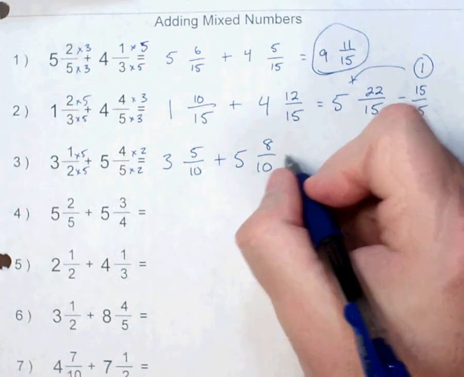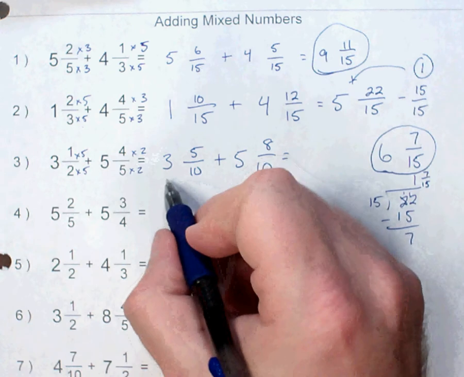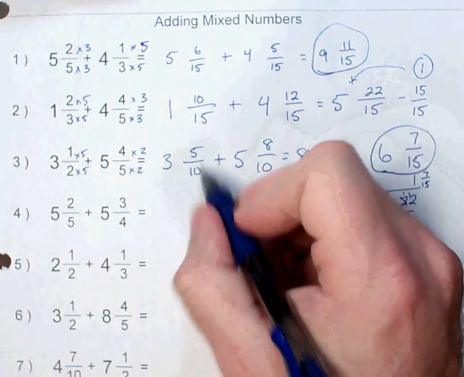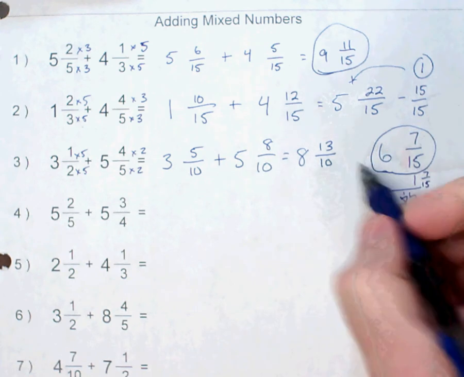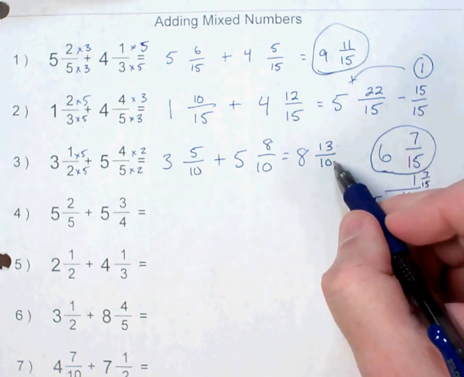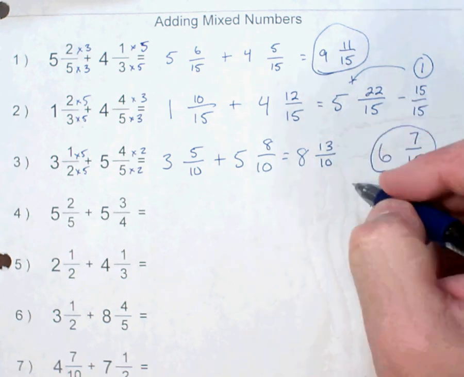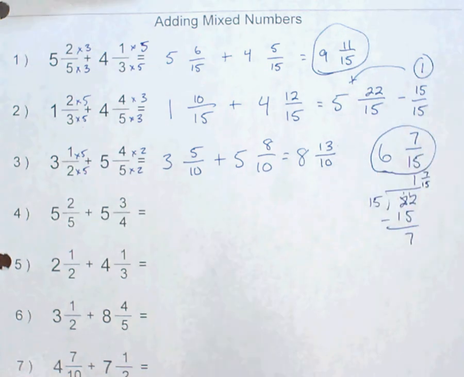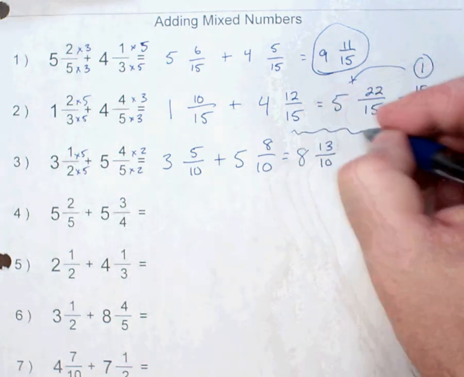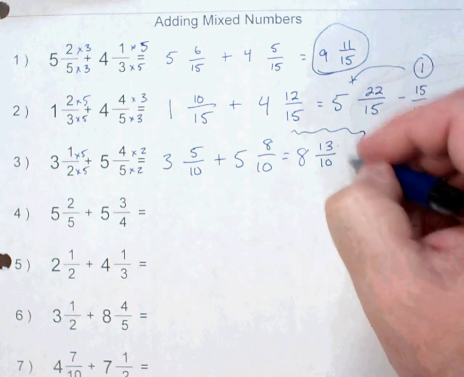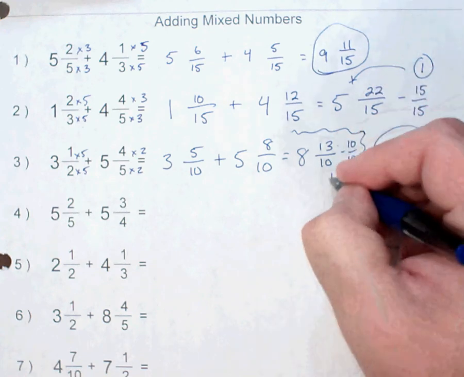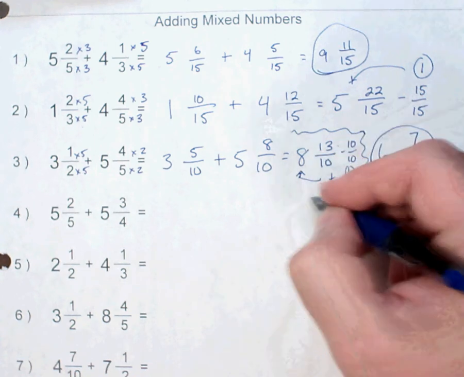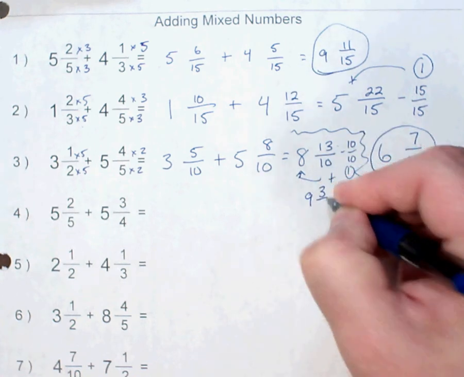Then I do my addition. Whole numbers first. 3 plus 5 is 8. 5/10ths plus 8/10ths is going to give me 13/10ths. And again, I've got an improper fraction here, so I can't leave it as improper. So I can either, I'm going to do some squigglies to kind of keep this separate, I can either subtract 10 over 10 to get my one whole, and then add it back to the 8. So that would give me 9 and 3/10ths.